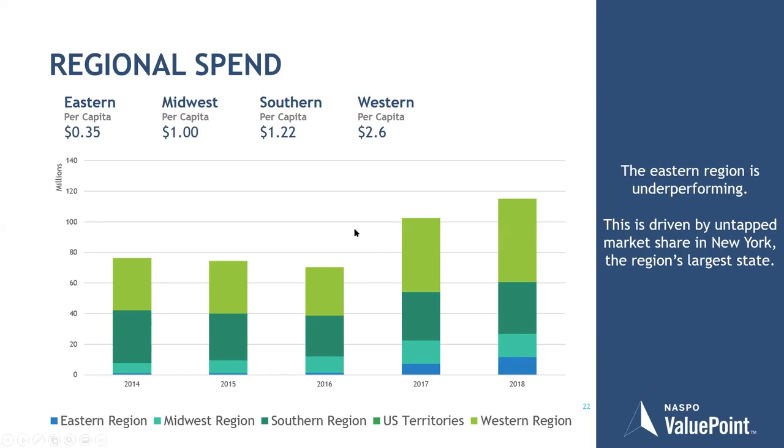We were able to see that the Western region was overperforming, and we understood that because of NASPO's roots in WSCA. The Western states have tended to outperform the other regions, so that made sense to us. The Midwest and the Southern regions were pretty comparable, but the Eastern region was really underperforming. As we dug into that, we determined it was driven by the fact that New York, which is the region's largest state, had much lower spend than average. That's the kind of information you can find and apply to your state.